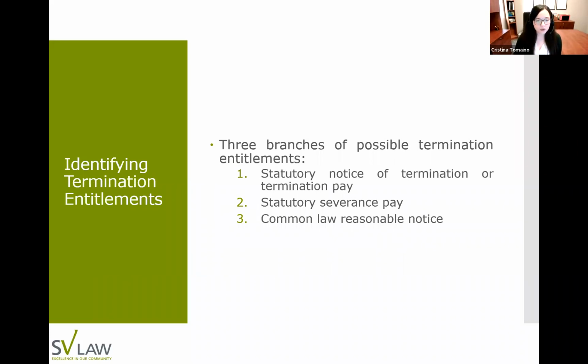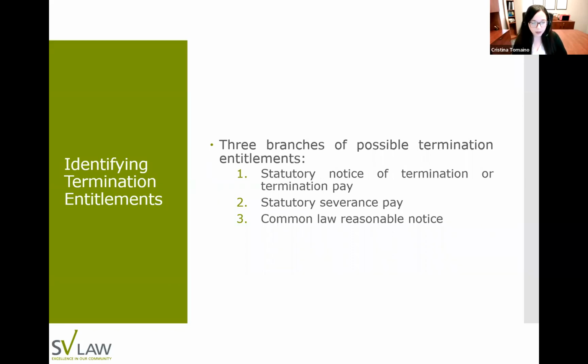So when it comes to employment law in Ontario, there are, I'll call it, three branches of termination entitlements. The first is statutory notice of termination, or termination pay. This is the one that most employers are quite familiar with. Roughly speaking, it works out to, I would say, a week per year of service, up to a maximum of 8 weeks. So this is often where employers start and sometimes stop when they're thinking about termination entitlements. They say, oh, someone's been with me for 2 years, I gave them 2 weeks, I'm done, that's all my liability covered. And unfortunately, that's often not the case.